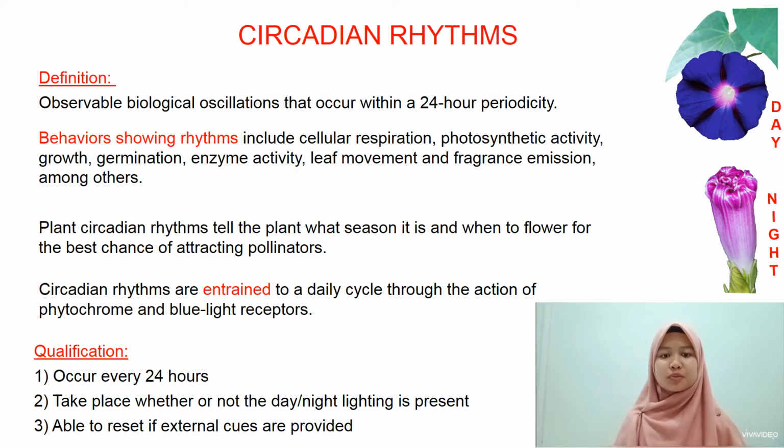Plant circadian rhythms tell the plant what season it is and when to flower for the best chance of attracting pollinators. Basically, circadian rhythms are what helps the plant regulate specific tasks that should be done at certain times to get the best result. Here we have the example of morning glory.